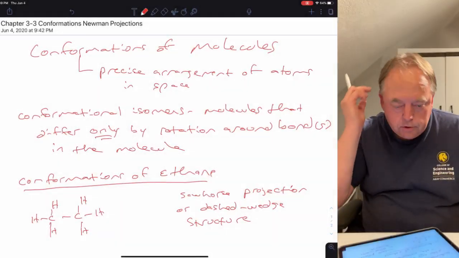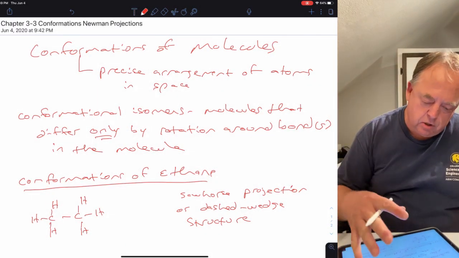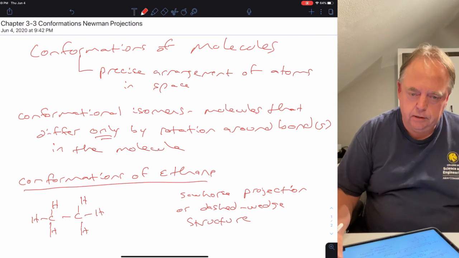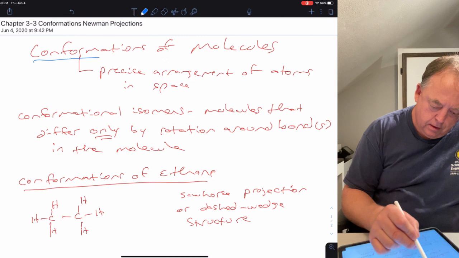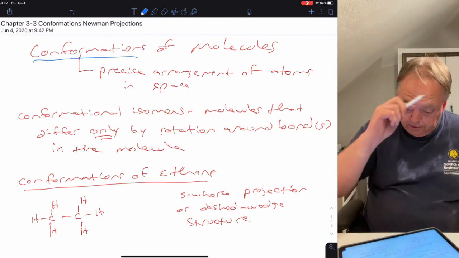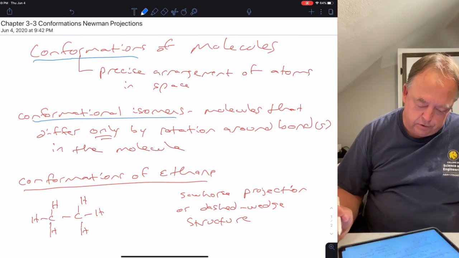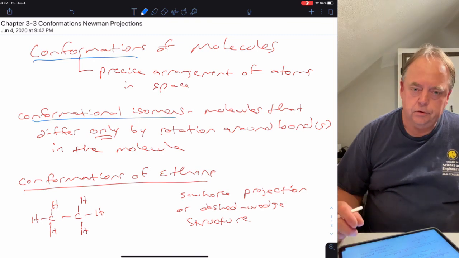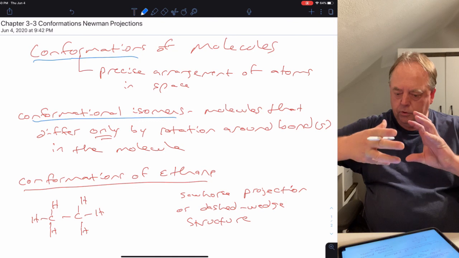Okay, so in this lecture, we look at a concept called conformations of molecules. Conformation is just the precise arrangement of atoms in space. And so conformational isomers are molecules that differ only by bond rotation. You can move atoms in space, but only by rotating around bonds.